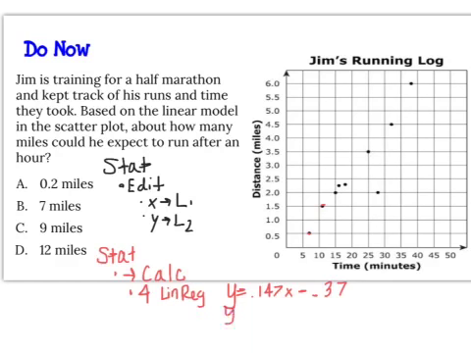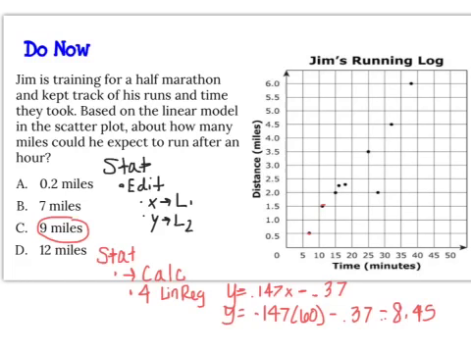My time though, my X value is in minutes, so I don't want to put 1 in for X, I need to put 60 in for X. And when I do that, I get 8.45. So 9 is going to be the closest to that.